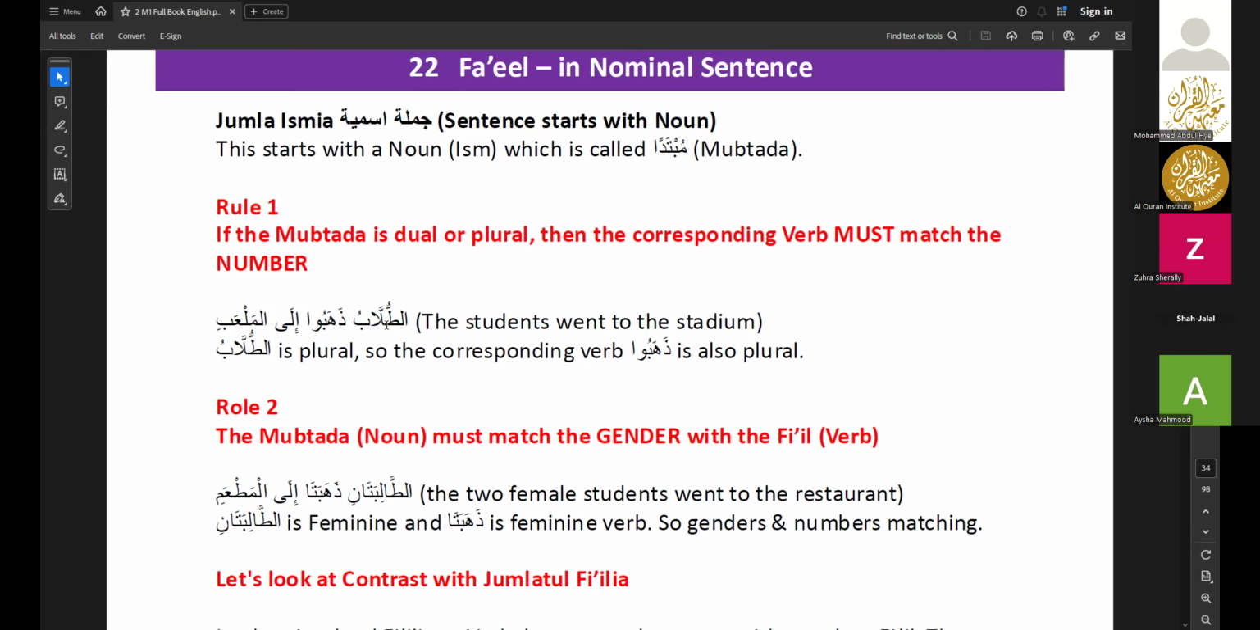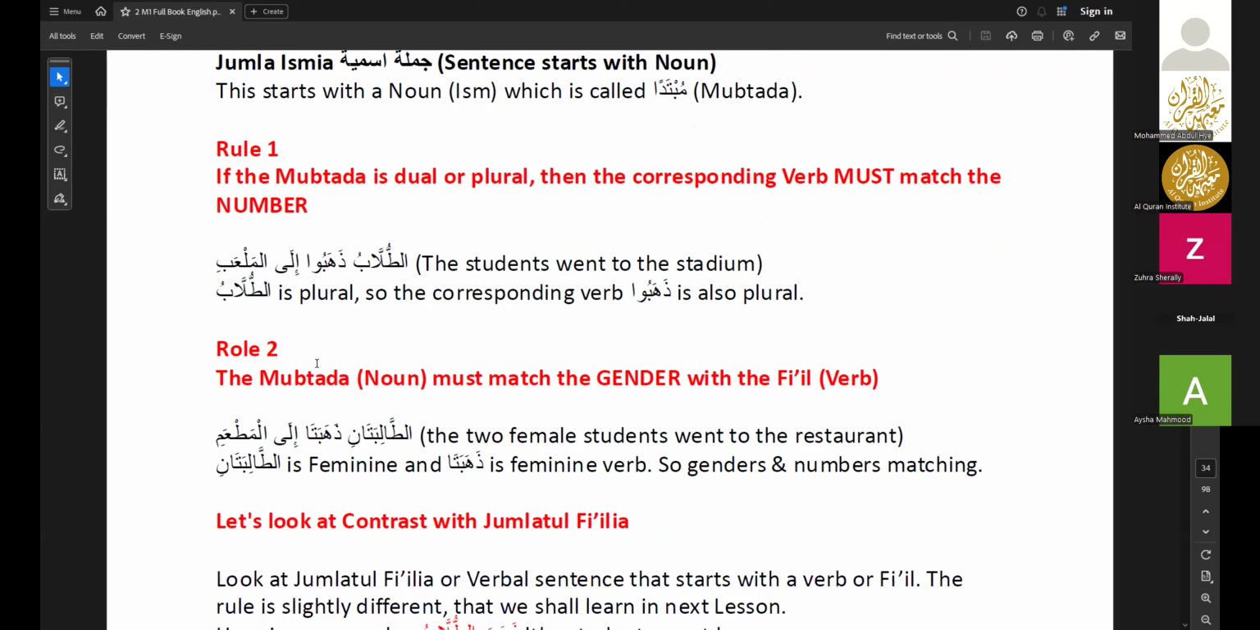So here, at-tullabu is plural, so the corresponding verb, instead of zahaba, we are saying zahabu because it's jam'u and it has to be jam'u. So this is rule number 1 for Jumlatul Ismiya, that if the mubtada is jam'u, the fa'il has to be jam'u. If dual or tasniya, the fa'il has to be tasniya as well. Rule number 2, the mubtada must match the gender with the fa'il.